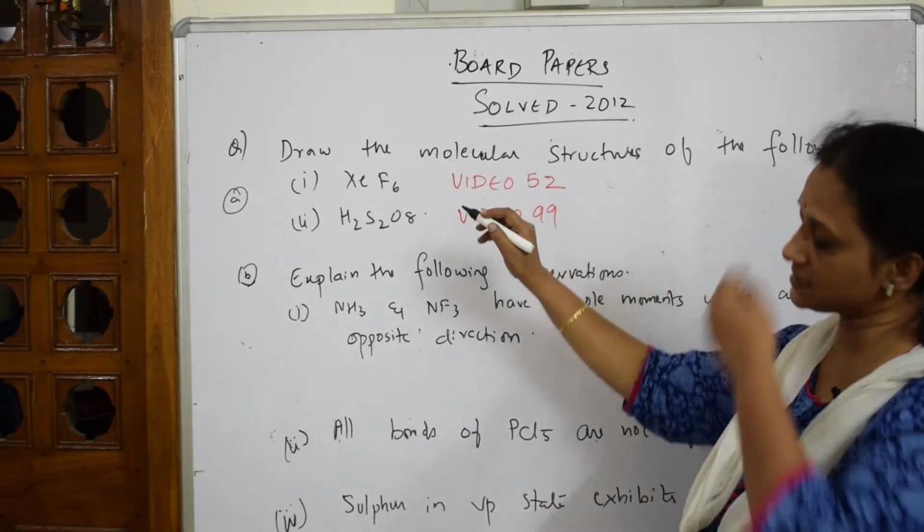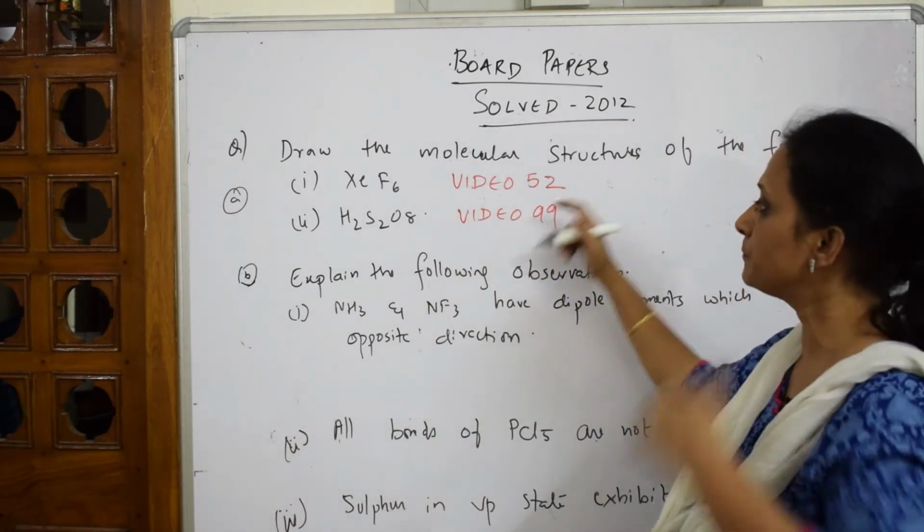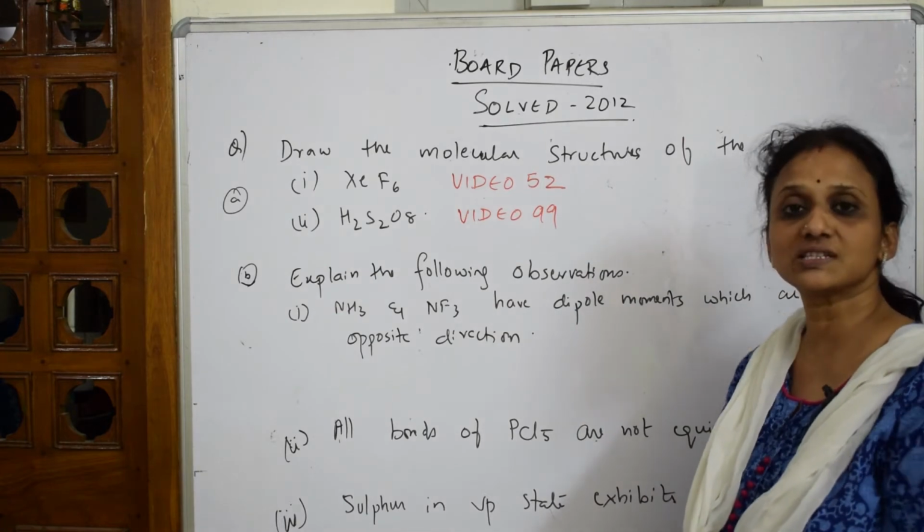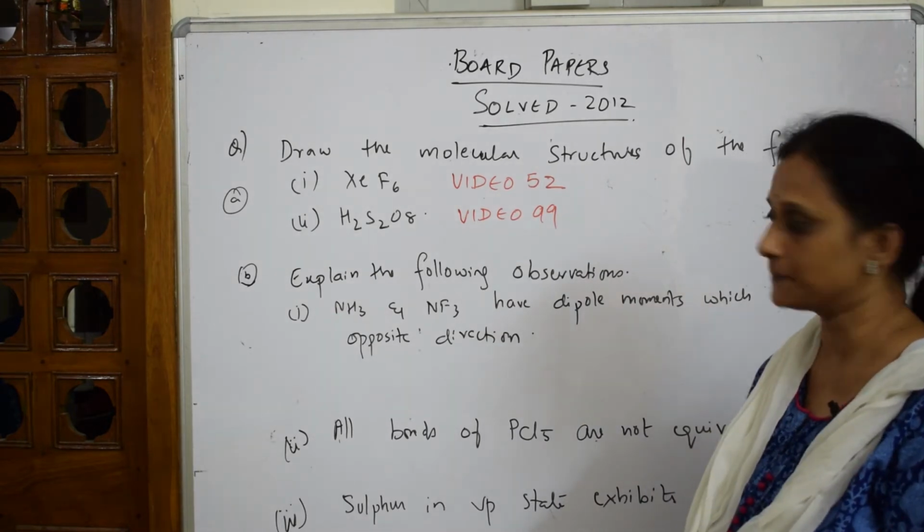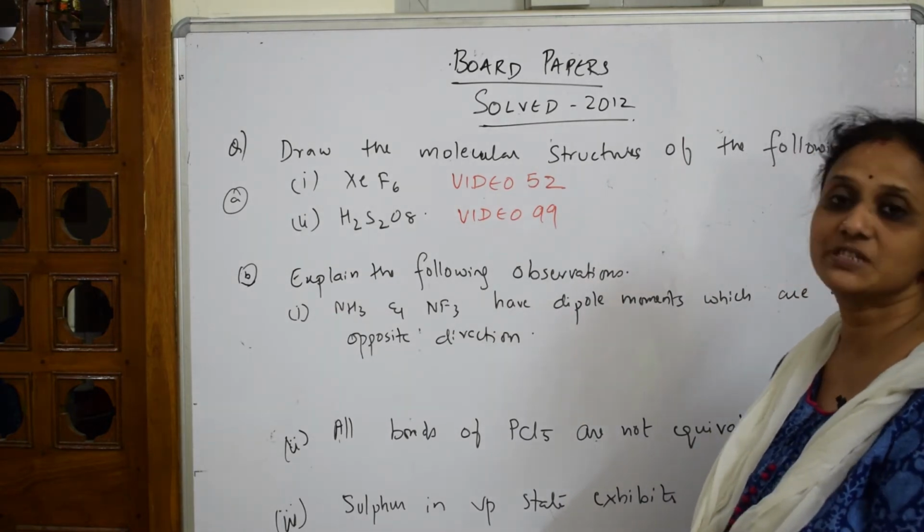And so I've done this XeF6 structure in video number 52. And this structure, the oxo acids of sulfur, in video number 99. Done. Let's come back. Explain the following observations.